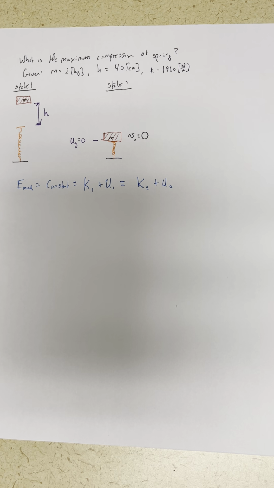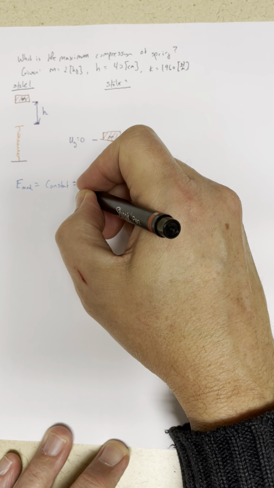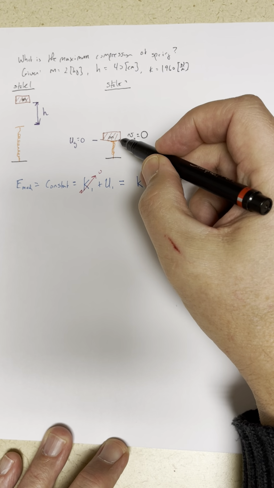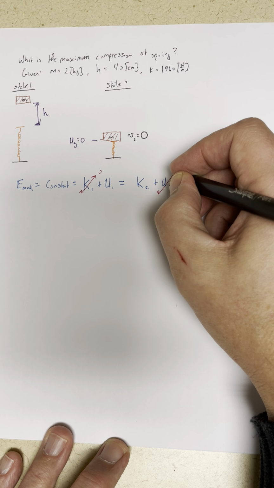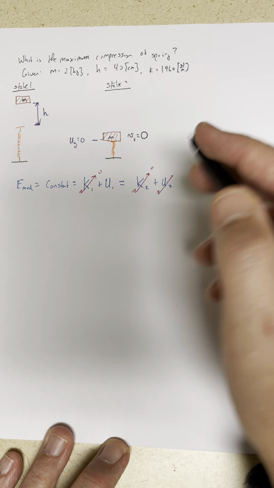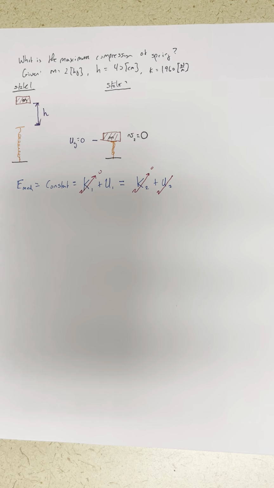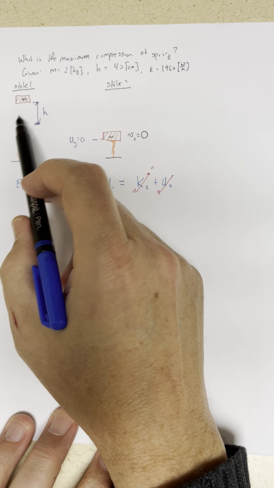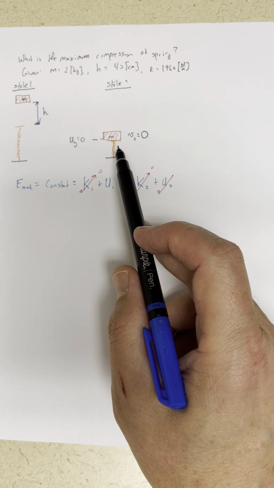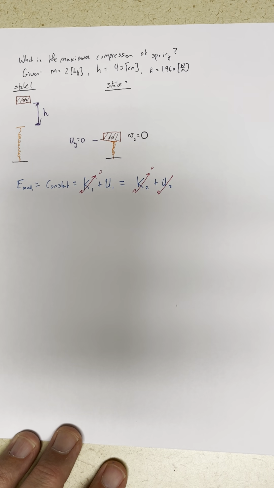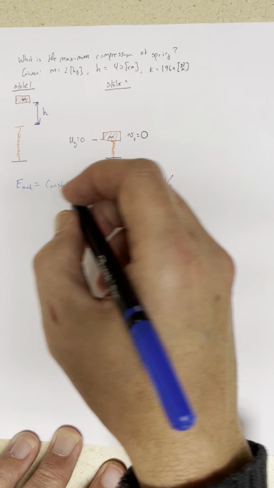And we're starting with, this is when the mass is first dropped. So it started at rest. And then for state 2, I pick that to be when the spring is compressed as much as it can be. So kinetic energy 2 is also 0. So initially all of the potential energy is gravitational potential energy, and then we're going to have all energy stored in the spring, so elastic potential energy.